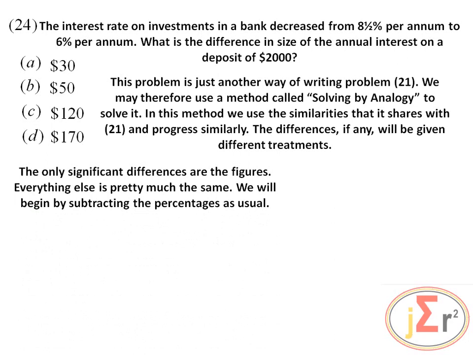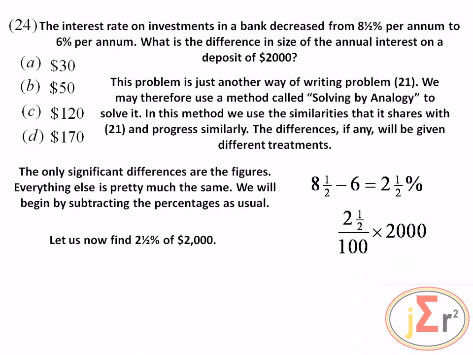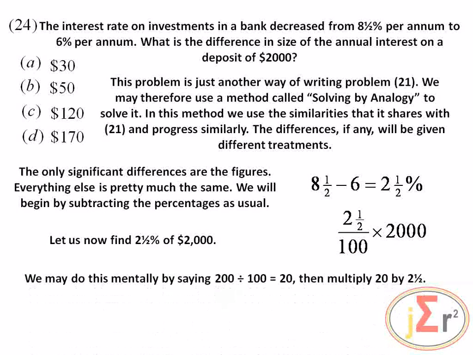We will begin by subtracting the percentages as usual. Of course, as it is said, only the figures are different, and the problem is coined in a different way. So we have 8.5 minus 6 and we have 2.5%. So let us now find 2.5% of 2,000, which is written like that. We may do this mentally by saying 2,000 divided by 100 is 20. Then multiply 20 by 2.5. So we have it here.